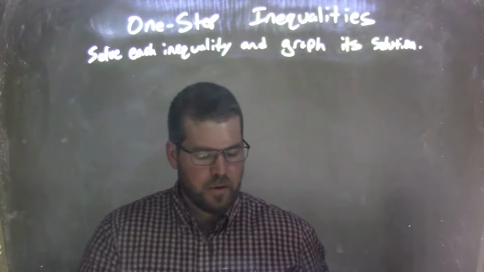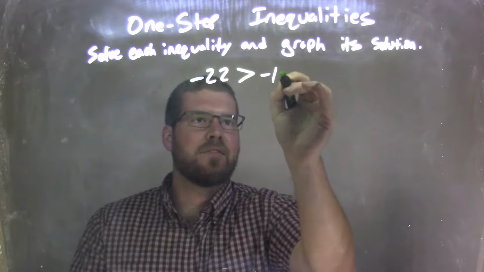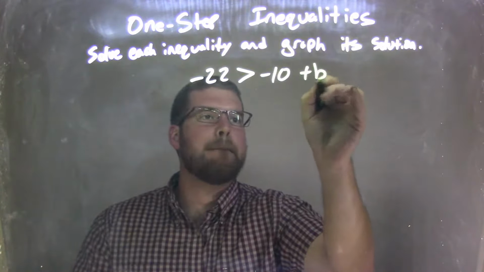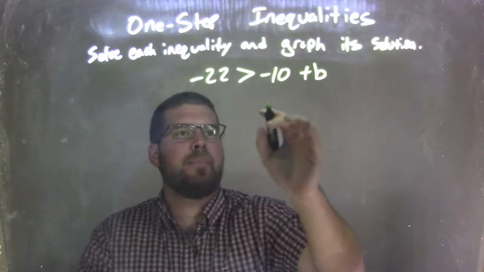We're going to solve each inequality and graph its solution. If I was given this inequality, negative 22 is greater than negative 10 plus b, my first step is to add 10 to both sides to get b by itself.